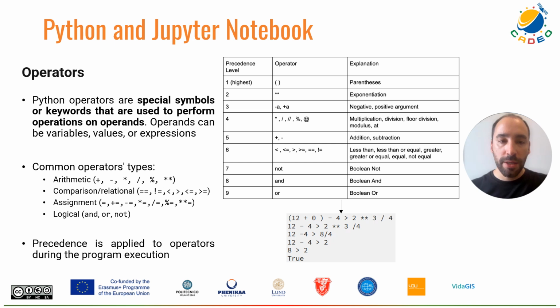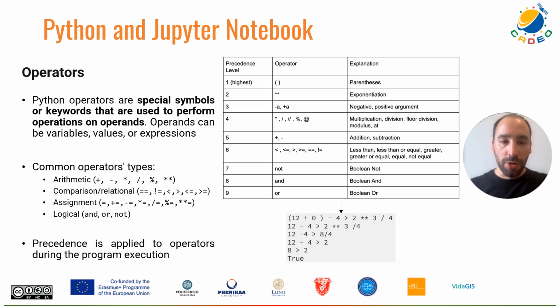First, we have arithmetic operators such as plus, minus, times, division, which are used for mathematical calculations. Then we have comparison or relational operators like equal, not equal, bigger and smaller than, and so on, that help us to compare values. We have also assignment operators like equal, plus equal, minus equal, and so on, which are used to assign and update variable values.